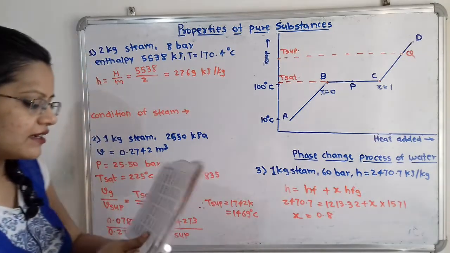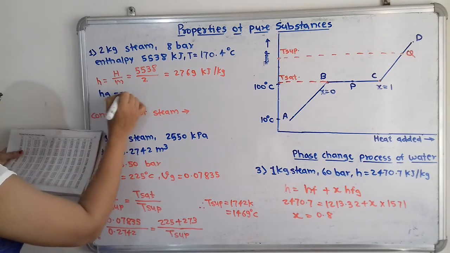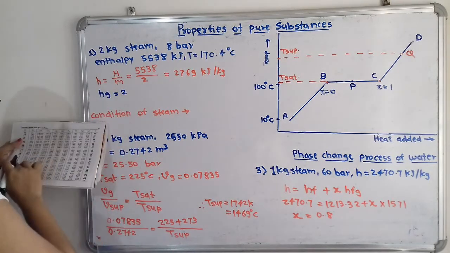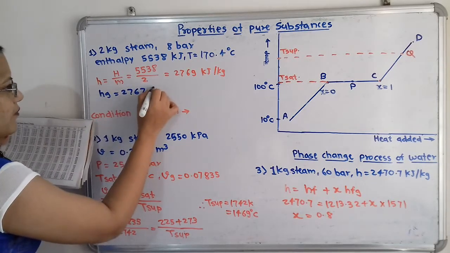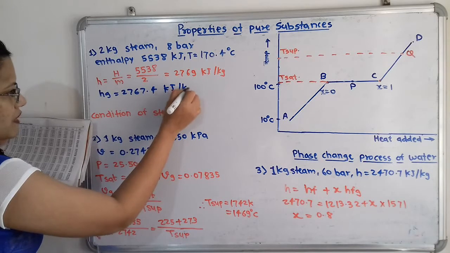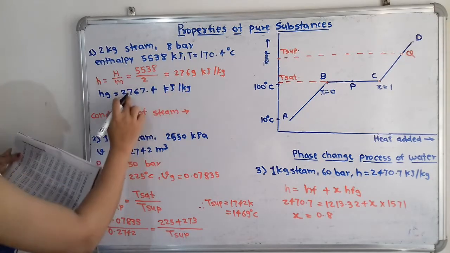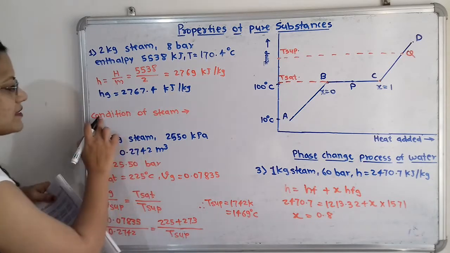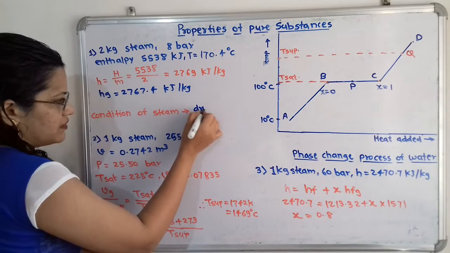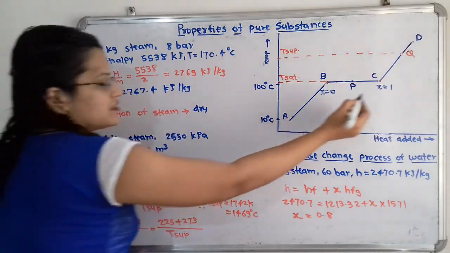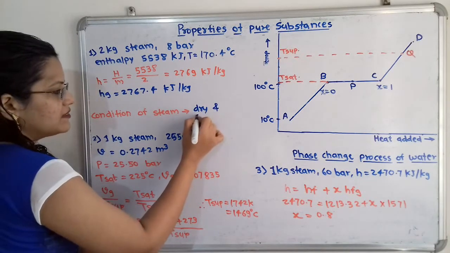So I will write here Hg is equal to 2767.4 kilojoule per kilogram. Now if we compare these two enthalpies, then these two enthalpies are nearly the same. So we can say that the condition of steam is dry and saturated. So Hg means what? Hg means the enthalpy at point C. So the condition of steam is dry and saturated.